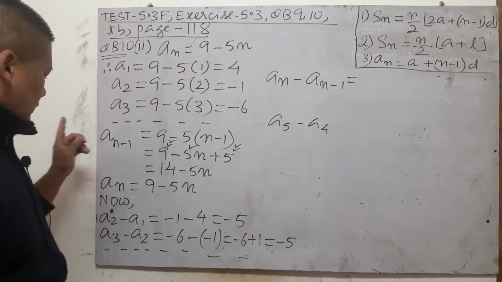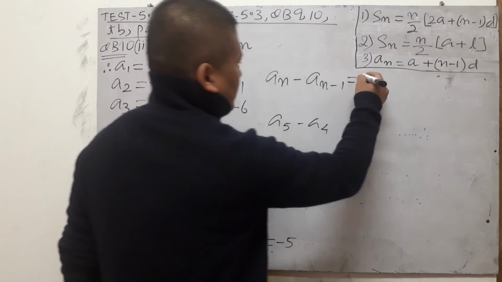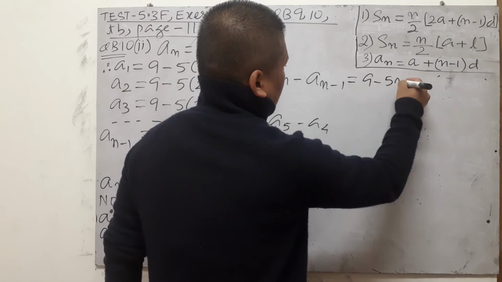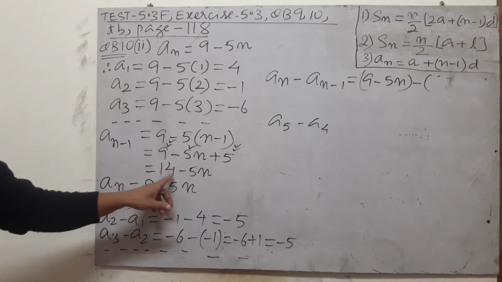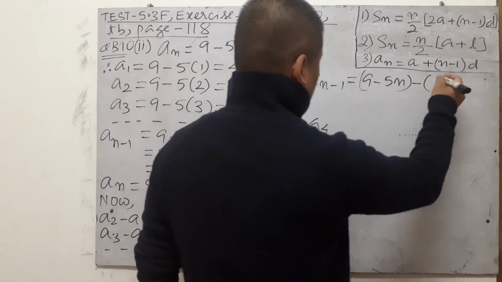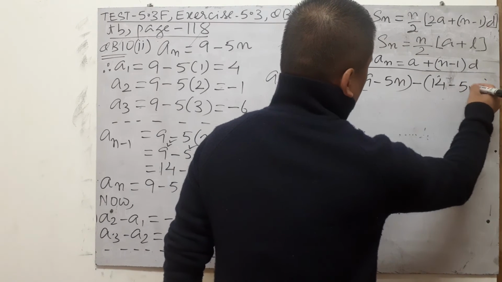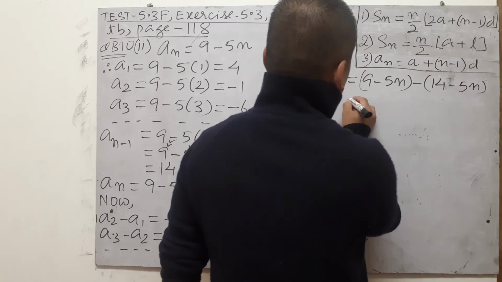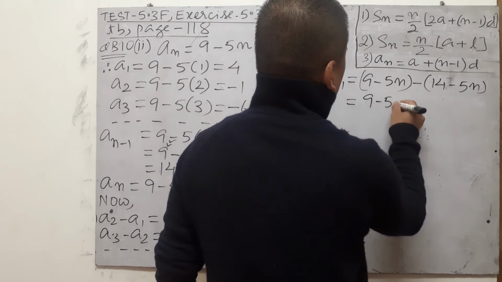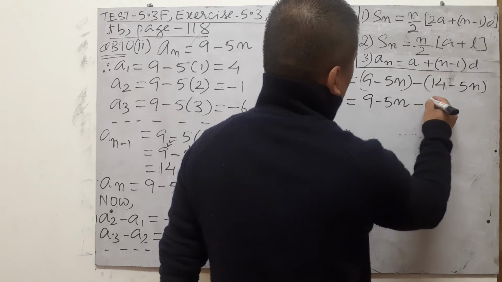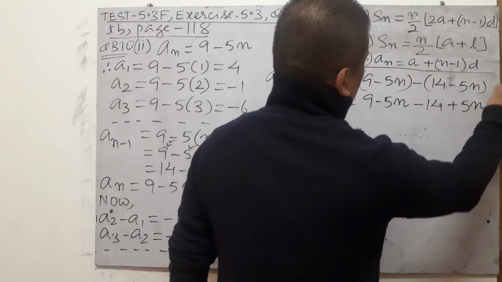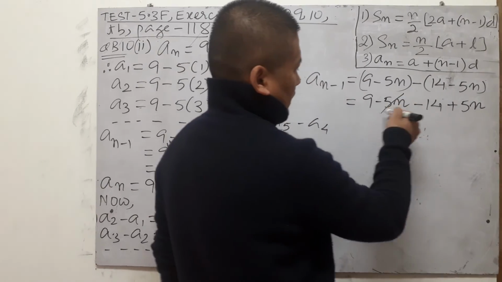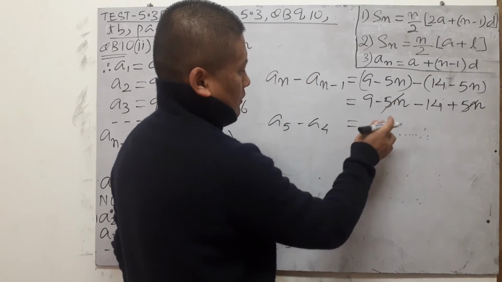An value here is 9 minus 5n, minus an minus 1 value, which is 14 minus 5n, close the bracket. Then we get 9 minus 5n, minus and the plus is minus 14, and minus and the minus is plus 5n. So minus 5n plus 5n is 0.